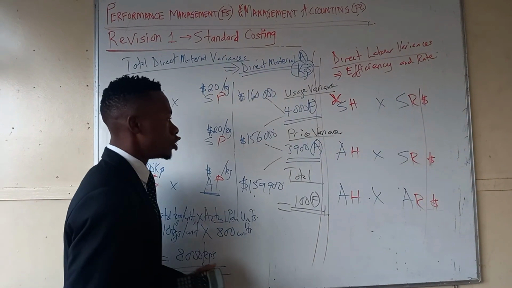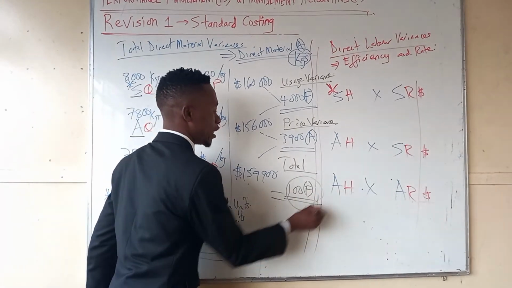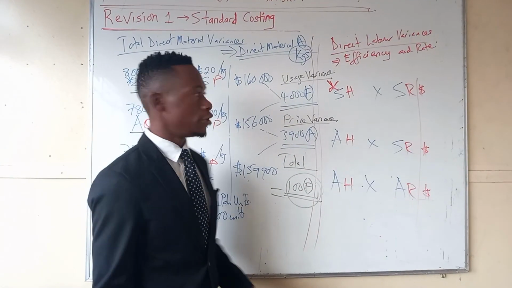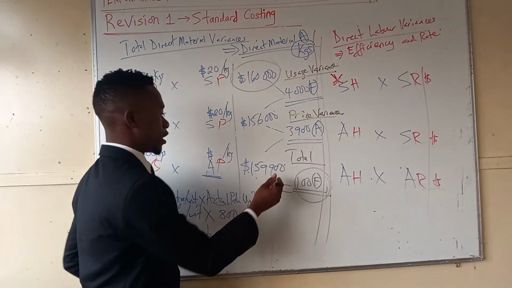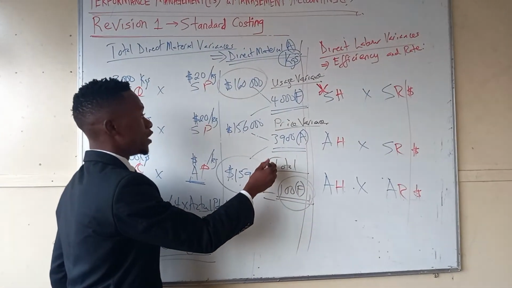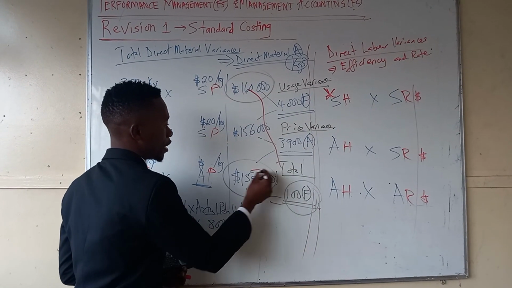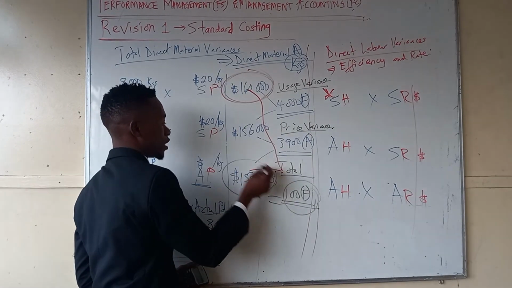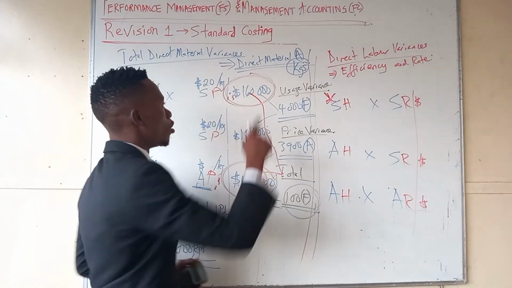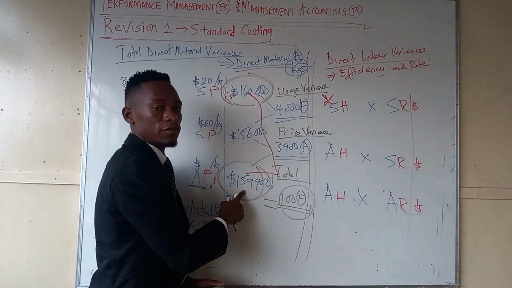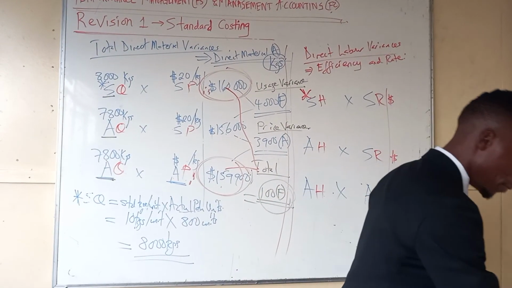Then, to prove that I've got this right, I'll just compare. I've said that the total variance is favorable. Can you compare the one that is on the top versus the one that is on the bottom? This should give me the total variance. 160,000 less 159,900. Total variance of 100. Right? Then that's it.